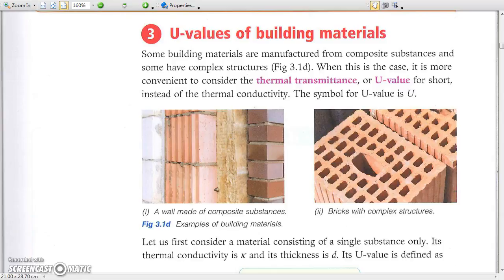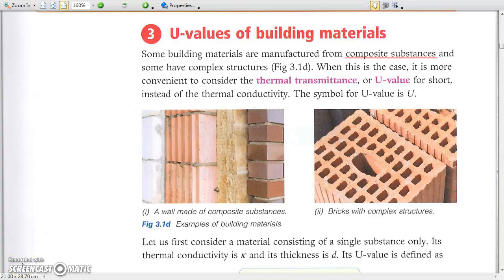3. U values of building materials. Thermal conductivity applies to pure materials only. However, in many building structures, composite materials are used. Different materials, such as glass and concrete, are mixed together to make a building structure.